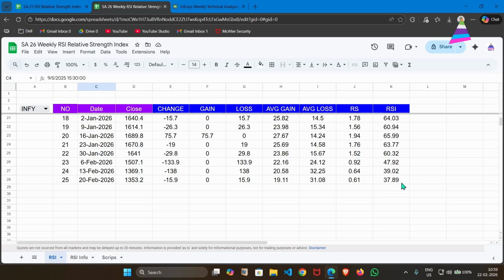So in this way, it is possible to calculate weekly RSI value using Google Sheet and Google Finance function.